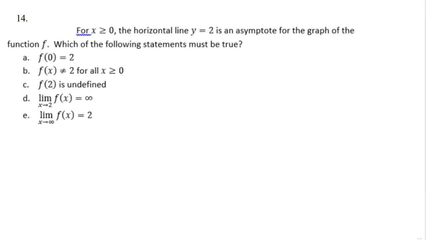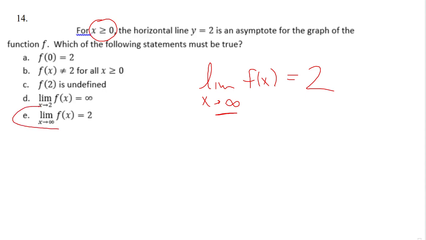All right, for number 14, the horizontal line y equals 2 is an asymptote for the graph of f. Which statement must be true? Well, what does it mean to be a horizontal asymptote? It means that either the limit as x approaches infinity, well, actually, since it's x greater than or equal to 0, I was going to say infinity or negative infinity, but it would be positive infinity, of f of x needs to equal 2. That is exactly what the definition of a horizontal asymptote is. And so we can immediately just go in and look. I mean, that's one of our answer choices, choice E. And so we're done there. There's no other option.